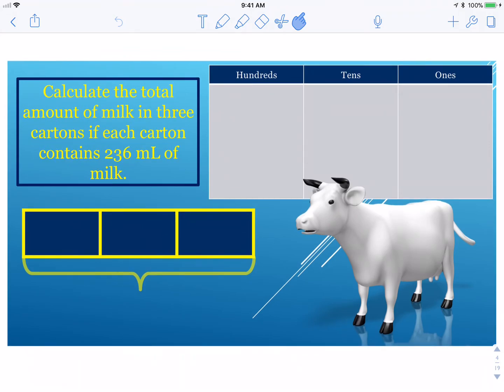Okay, in our application problem today, you're going to calculate the total amount of milk in 3 cartons, as each carton contains 236 milliliters of milk. So use your place value chart and your tape diagram to help you solve this problem.